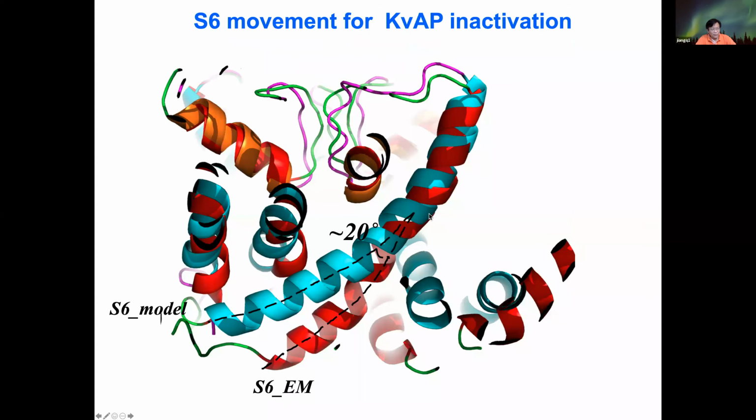And then because of this change in the voltage sensor, the S6, this is the intracellular half of the S6, is relaxed such that it will actually swing from the intracellular membrane, from the middle part downward, such that it will actually close the pore.